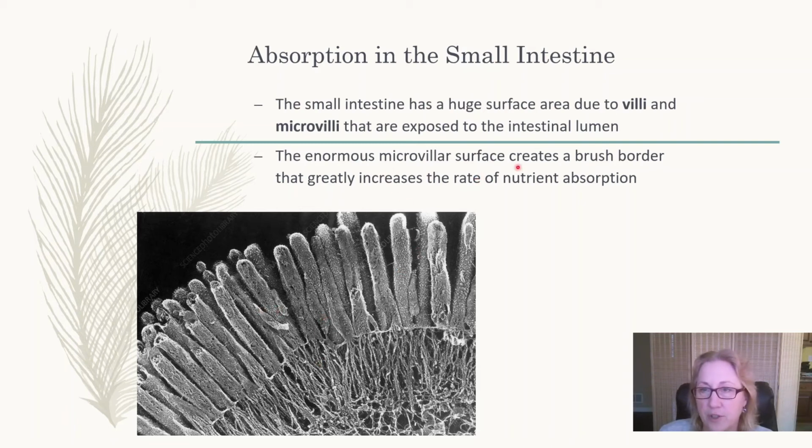This microvillar surface is called the brush border in the small intestine because when scientists first saw it under the microscope, it looked like a hairbrush. So that's why it's called the brush border.